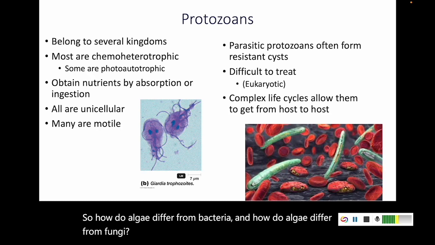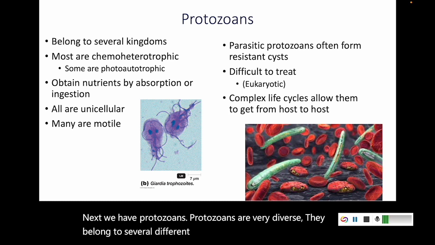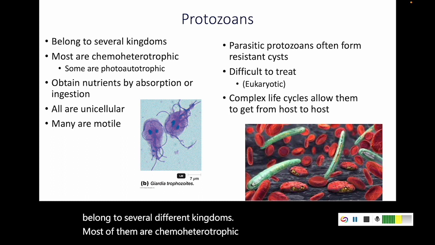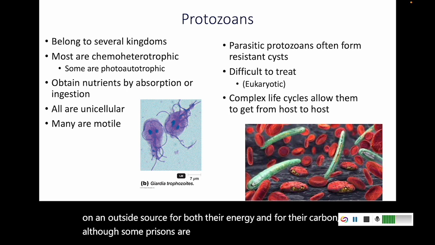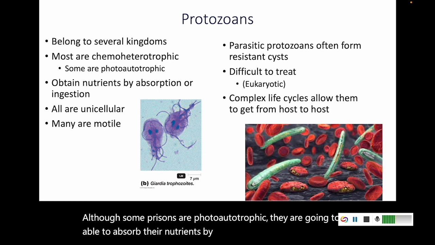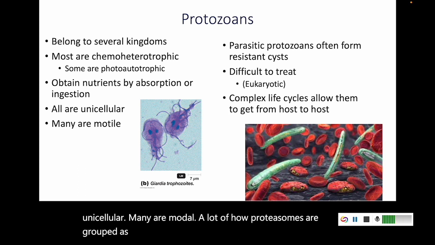Next, we have protozoans. Protozoans are very diverse. They belong to several different kingdoms. Most of them are chemoheterotrophic, so they are going to rely on an outside source for both their energy and for their carbon. Although some protozoans are photoautotrophic, they're going to be able to absorb their nutrients by absorption or ingestion. All are unicellular, many are motile. A lot of how protozoans are grouped is based on their motility structures. They're either non-motile, or they have cilia, or they make pseudopods.